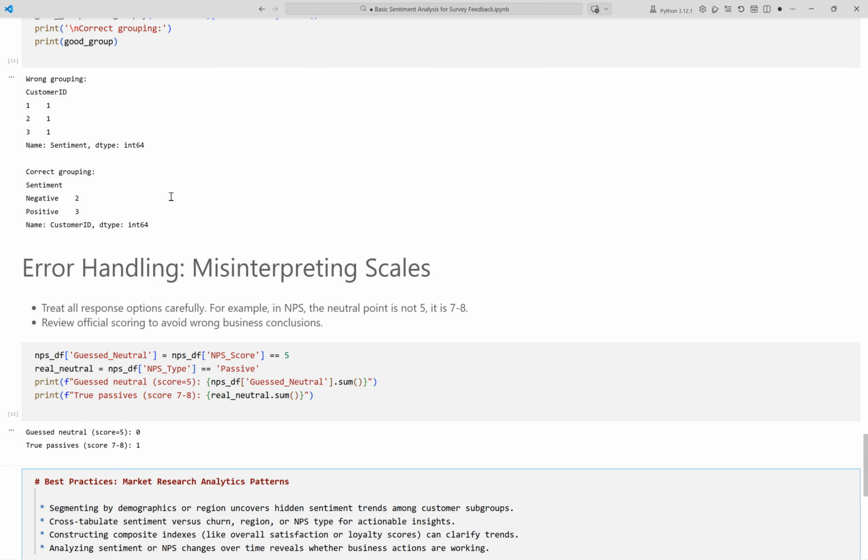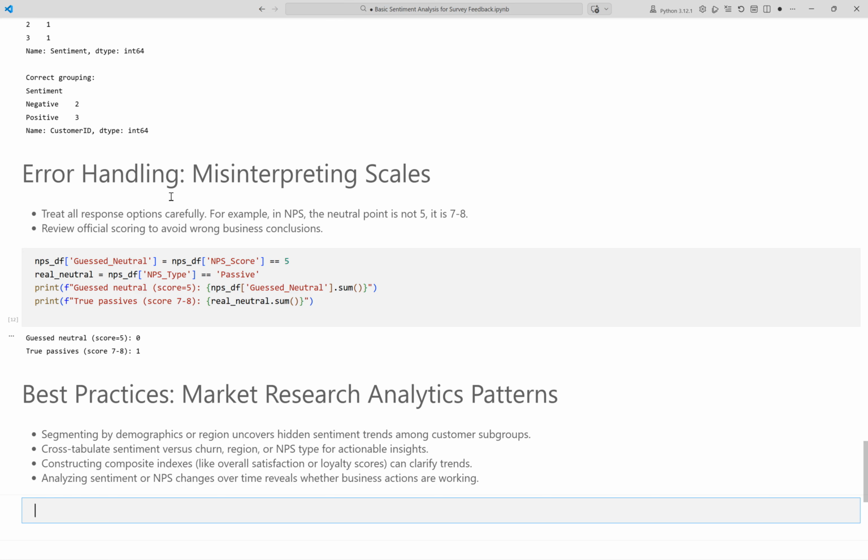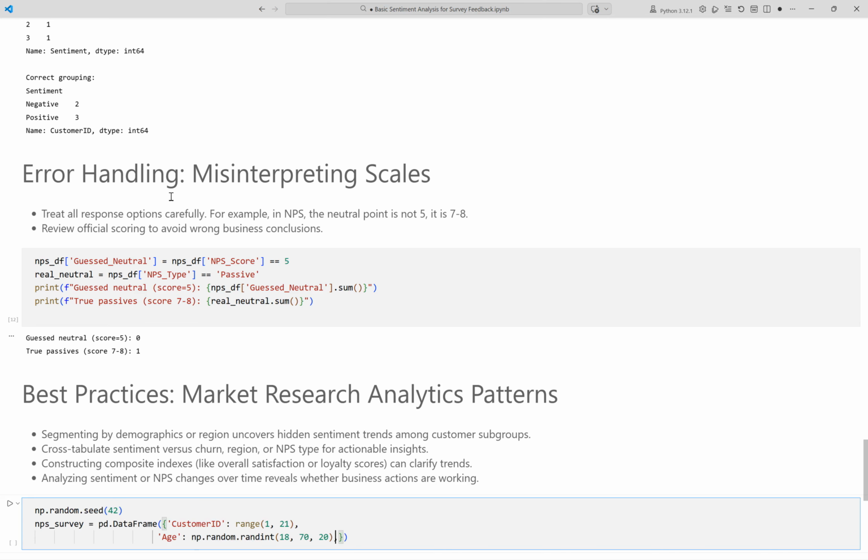Running the cell now. We generate a regional NPS survey with sentiment labels for each response. We group and count sentiment types by region to uncover local trends. This supports regional marketing strategies or training.